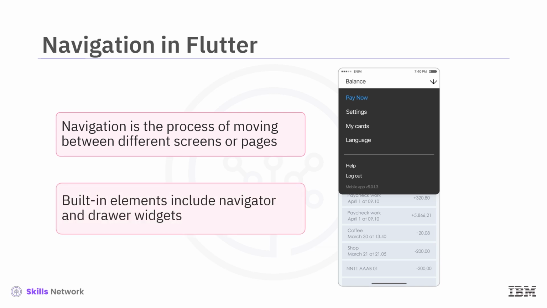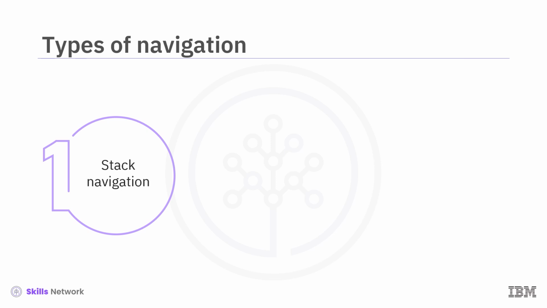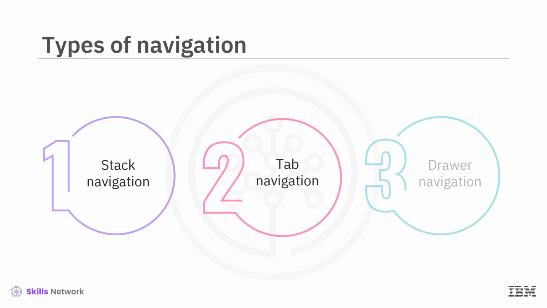Flutter makes building navigation elements easier through different methods, including Navigator, which is a widget that manages a stack of pages, and Drawer, which is a slide-in menu for navigation. The three navigation types you might use in your application are stack navigation, tab navigation, and drawer navigation. Let's explore each of these three types of navigation.